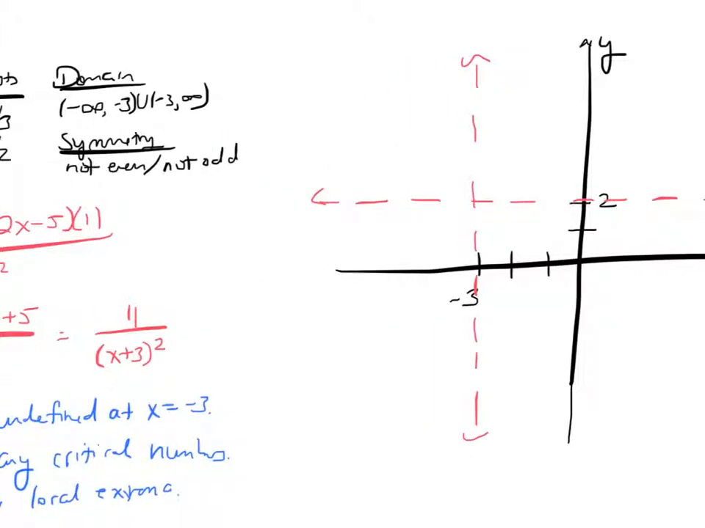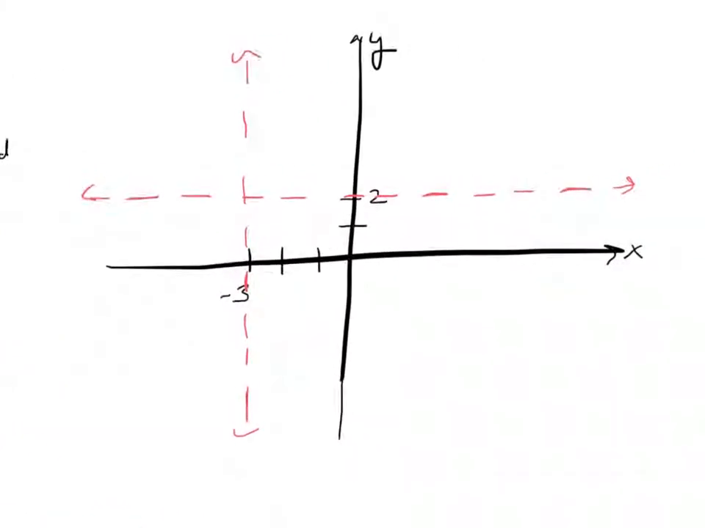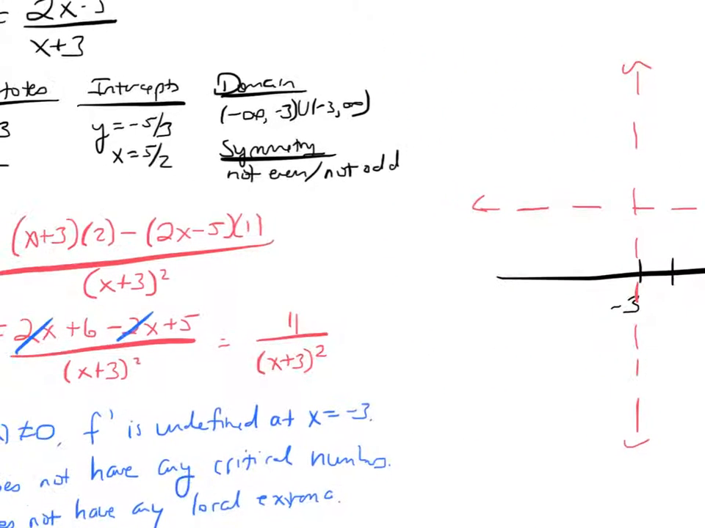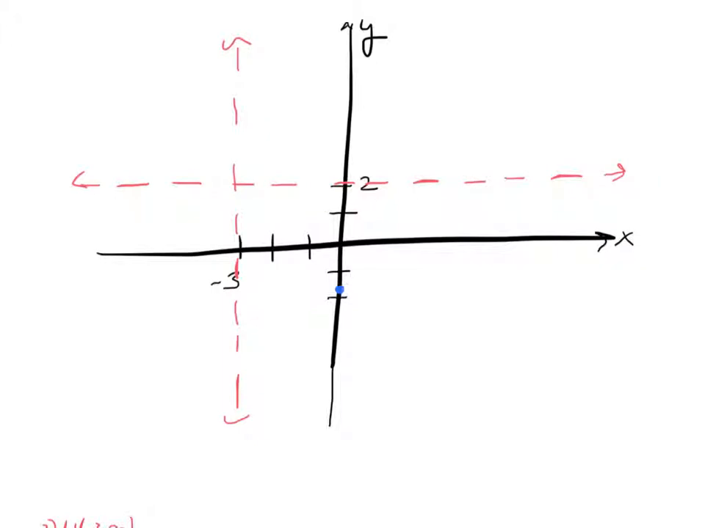We have some intercepts. We know we've got a y-intercept at negative 5/3, so let's make that about here. And then our x-intercept is at 5/2, so we'll put that right here.